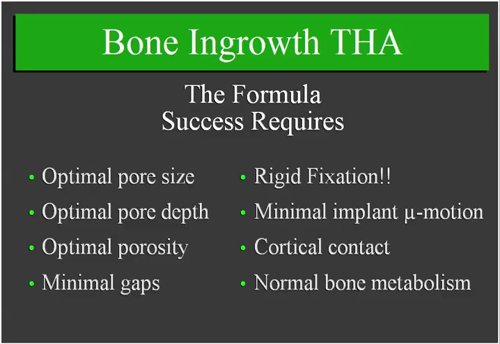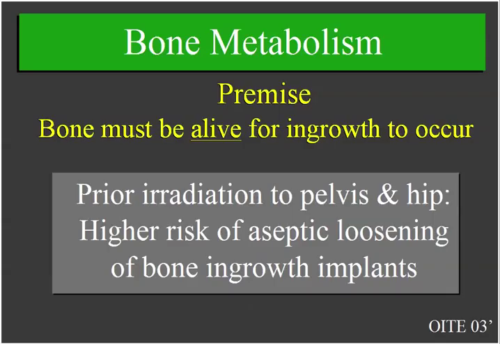The success requires these criteria be met. You have optimum pore size of the implant, optimum pore depth, optimum porosity, minimal gaps, rigid fixation. You want to minimize your implant micromotion so the bone will grow in. You want cortical contact, and you want normal bone metabolism. Remember that the bone's got to be alive for bone ingrowth to occur. If you have a radiated bone to the hip and pelvis, you have a higher risk of aseptic loosening. That makes sense. You want a prosthesis that's going to have the bone grow in, and it's dead. It's not going to work.